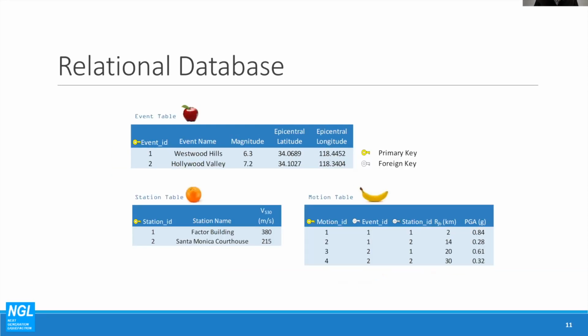So if we separated them into different tables and organized them in a relational database, this is what it would look like, right? We have an event table. The event ID is the primary key. Then we have a station table, and there's a primary key there as well. And then the motion table would link these 2 things together. So you have the motion ID primary key, and then an event ID would refer to the Westwood Hills event for 1 and the Hollywood Valley event for 2, and then the station ID would refer to Factor Building for 1 and Santa Monica Courthouse for 2.